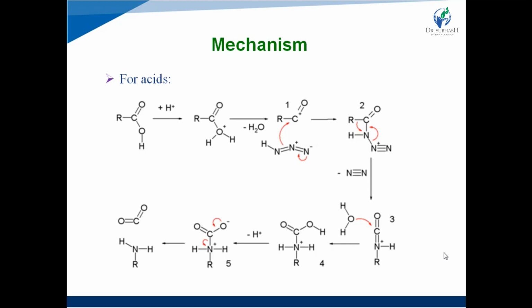Now, deprotonation of this carbamic acid will occur and form the intermediate 5, the carbamate ion. Now, rearrangement of this carbamate ion will form the amine and lose the carbon dioxide molecule. So finally, it produces the corresponding amine, that is RNH2.